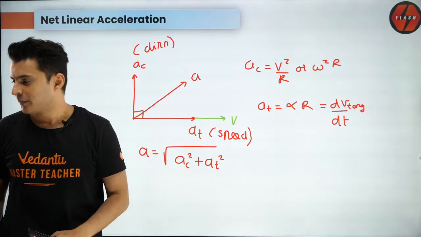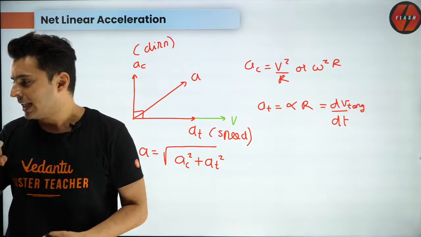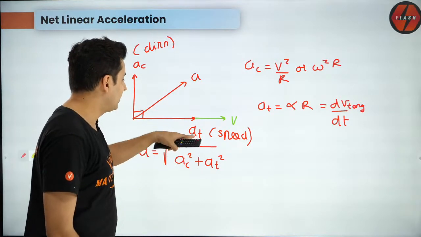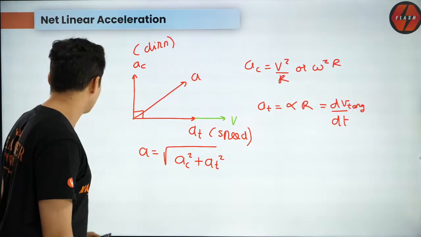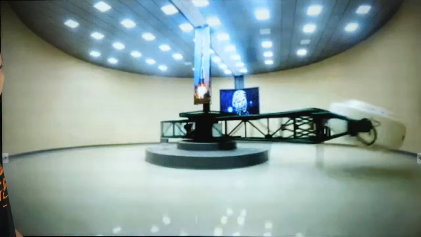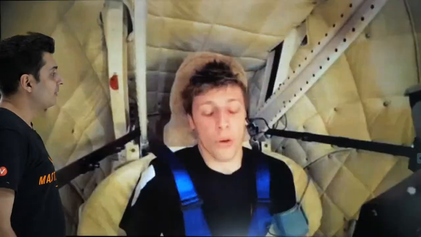Alright? So, okay. Yes, it's the component. Tangential and centripetal are the components. Alright. So don't worry, we are going to go to problems and then you'll get some idea out of this. Alright. So let's do a problem on a centrifuge.